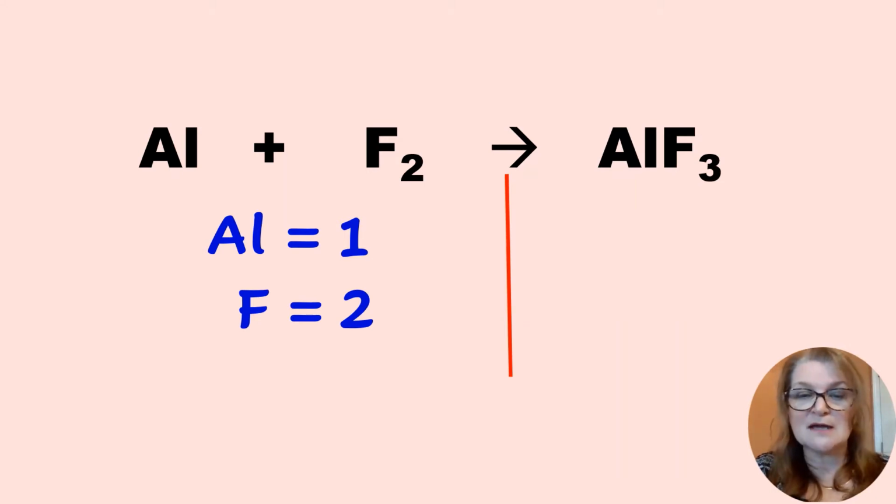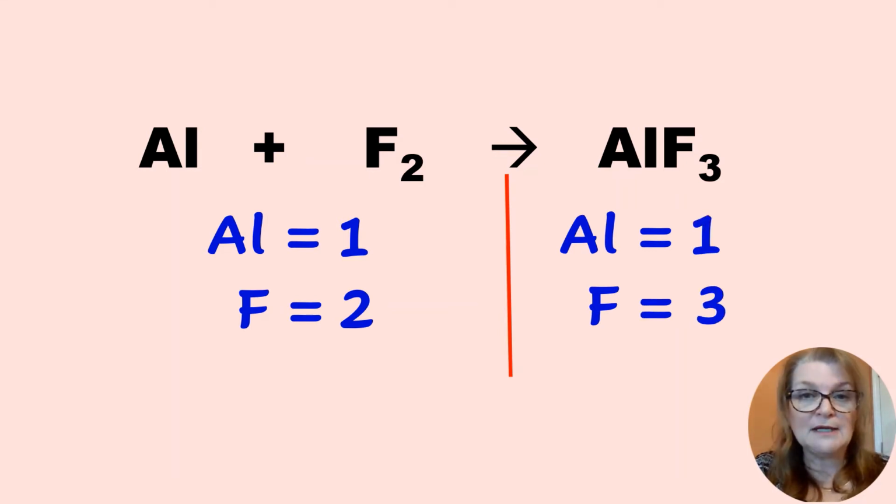Going over to the product side, there's a subscript after the F, and that subscript only applies to the element directly in front of it, which would be the fluorine. The aluminum doesn't have a subscript, so again, the aluminum is understood to be 1, the fluorine is a 3.